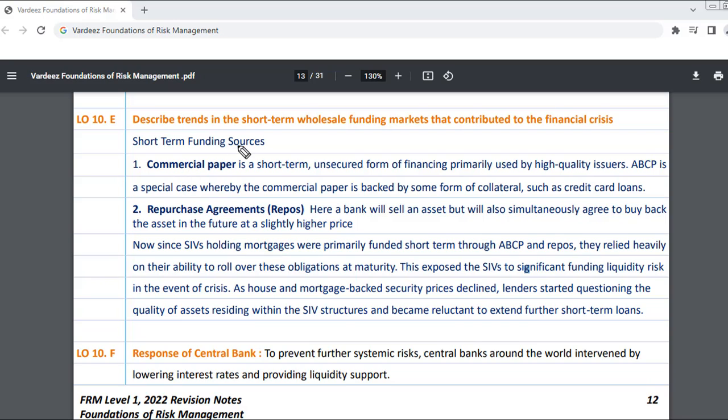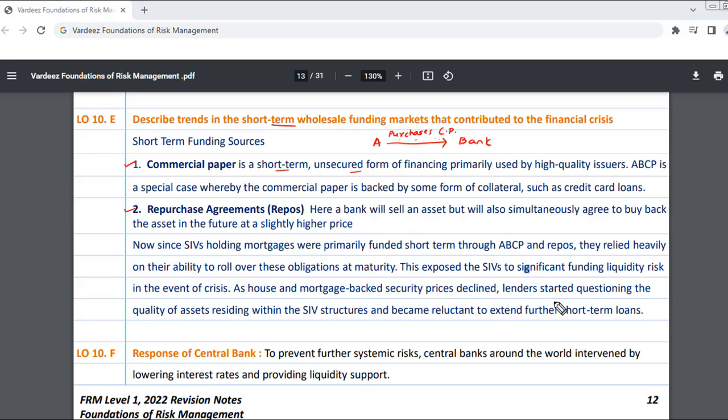Okay, now talking about the next learning objective, describe trends in the short-term wholesale funding market. Here we are talking about two short-term funding sources. The very first one is the commercial paper, and the second one is repurchase agreements, also known as repos.